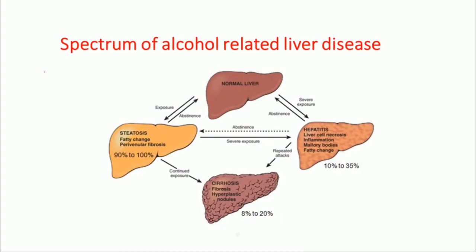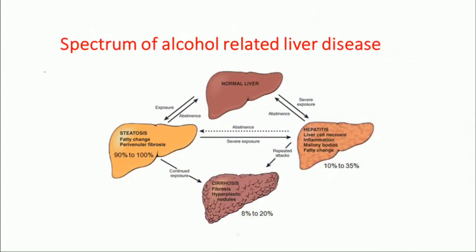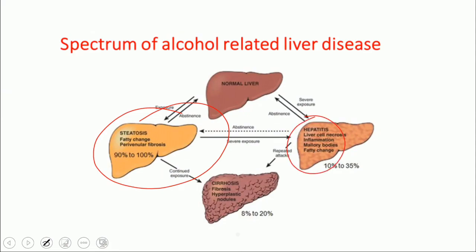Right. Now, the next MCQ is focusing on the spectrum of alcohol-related liver disease. As you know, alcohol can cause cirrhosis, but there are several intermediary stages before they develop cirrhosis. For example, they can get fatty liver disease, where there is fat deposition in the hepatocytes. And especially if the patient is taking large amounts of alcohol and binging alcohol, they can get alcoholic hepatitis.